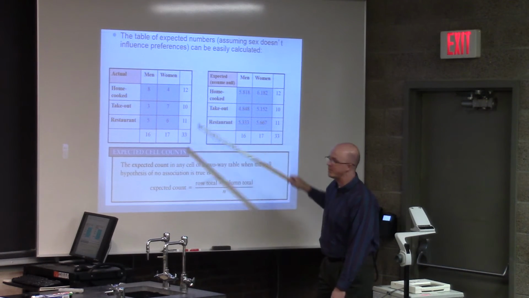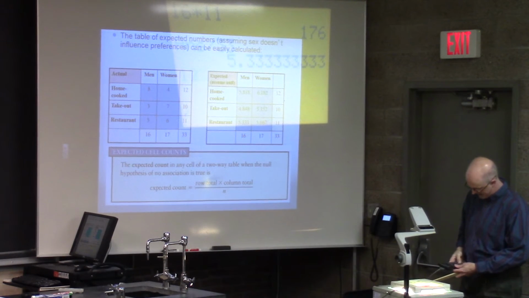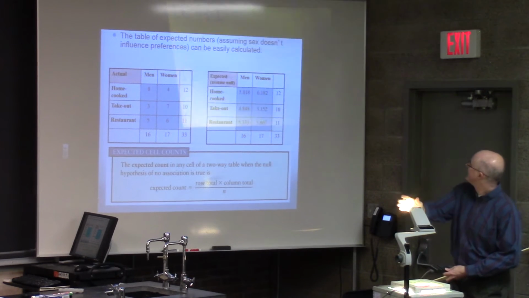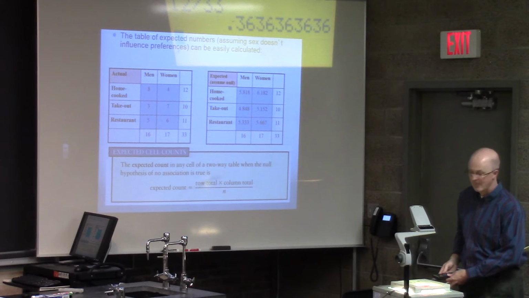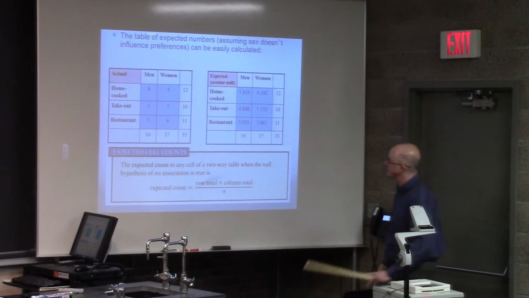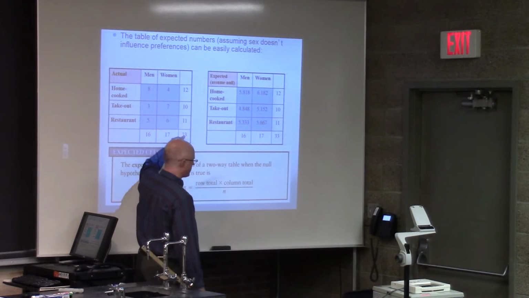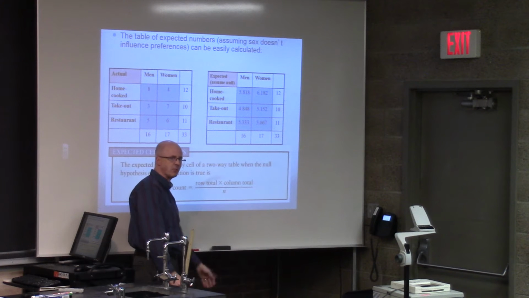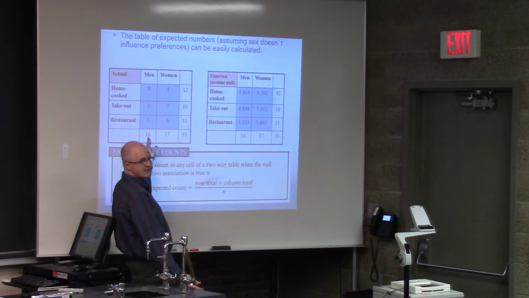Again, this is a little bit bigger than 1/3. Maybe we should figure out exactly what it is. 12 out of 33 is about 36.4%. So what we're saying again is if the true proportion of men who prefer home cooked on a Friday night is equal to 12 out of 33, about 36.4%, then if you got 16 men, you'd expect about 36.4% of them to prefer home cooked. Multiply that percentage times 16, you get about that.